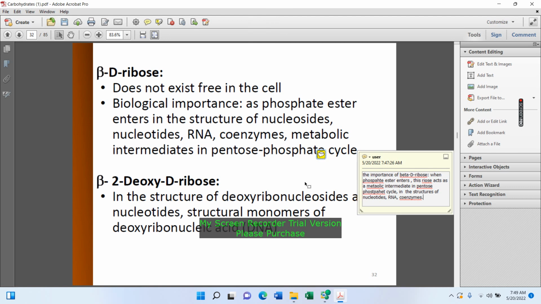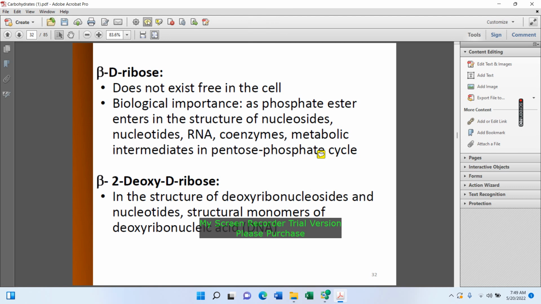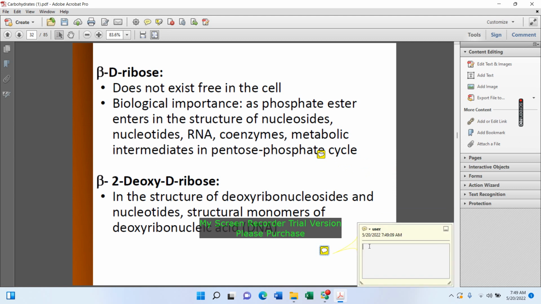Okay, so the other thing is beta 2 deoxyribose. In the structure of deoxyribonucleosides and nucleotides, structural monomers of deoxyribonucleic acid.